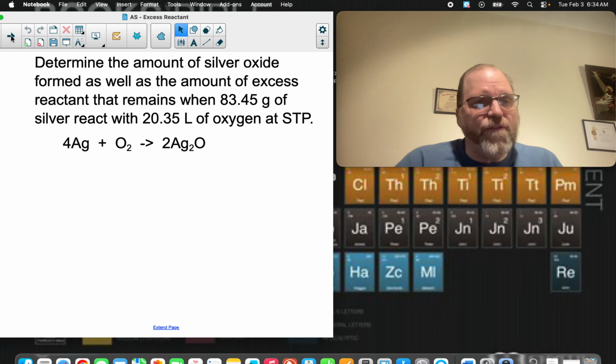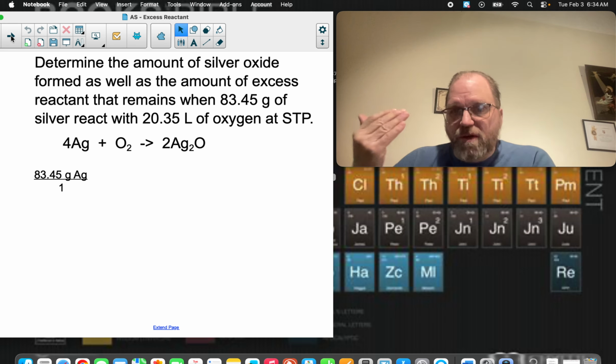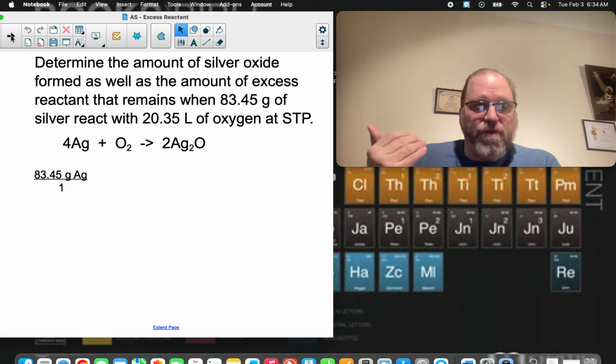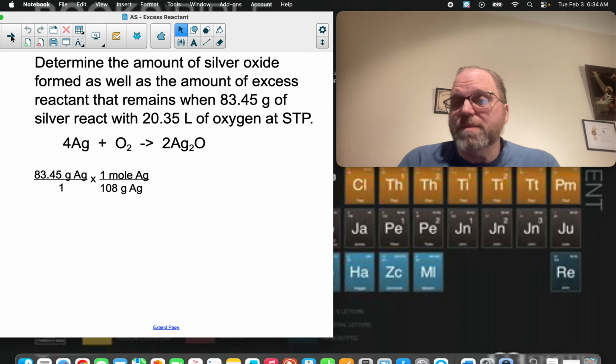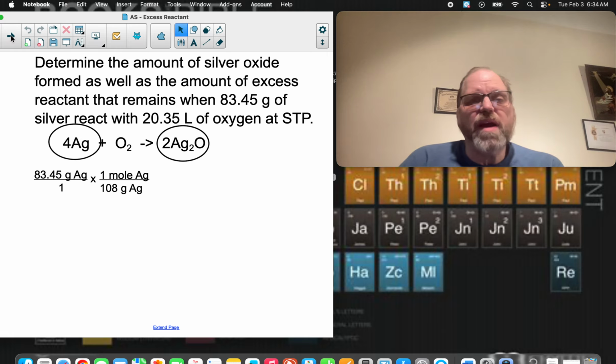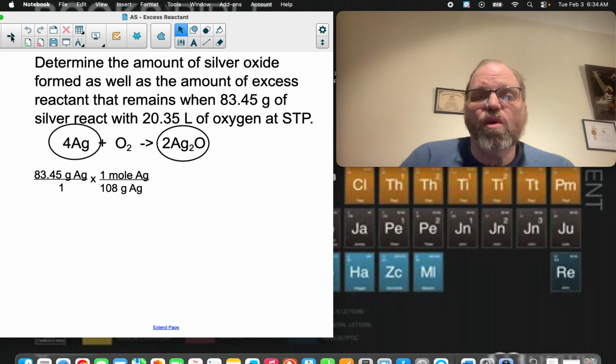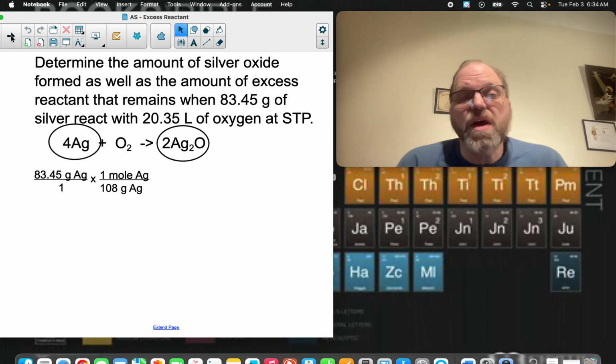All right, now we'll take our first reactant, silver, 83.45 grams of silver. And remember, that's in grams, so molar mass. We're going to go for atomic mass. Number of grams in a mole is 108 grams, whole numbers, for 1 mole. We're going to take silver and silver oxide, because that's what we're looking for. That molar relationship is 4 to 2. So 2 moles of silver oxide is 4 moles of silver.